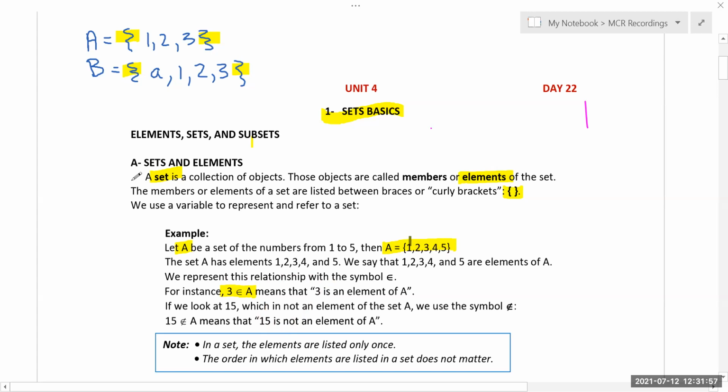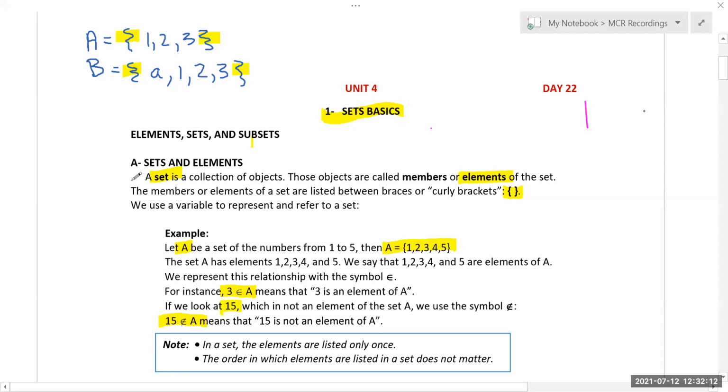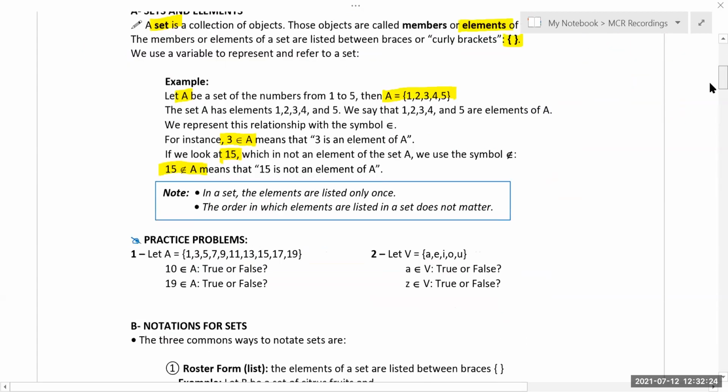Now, if you look at A, it has the numbers 1, 2, 3, 4, 5. So if we ask, is 15 an element, you would put a slash through the symbol. 15 is not an element of A. Same way we have equals and not equals, you could be an element of, and then if you're not, you put the slash through. So understand those symbols, write them down somewhere.